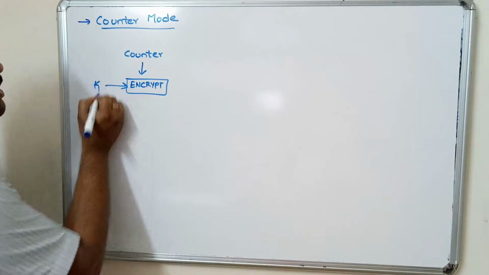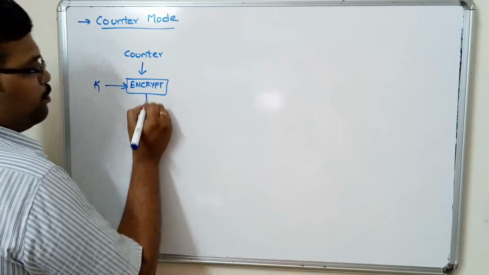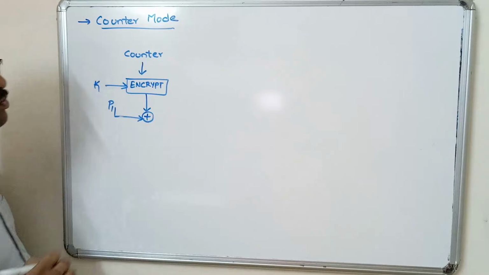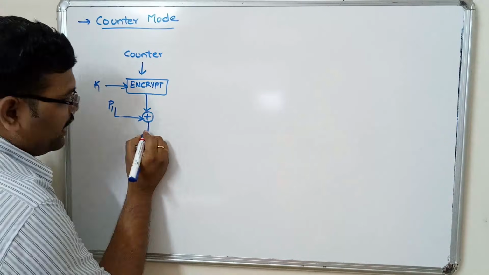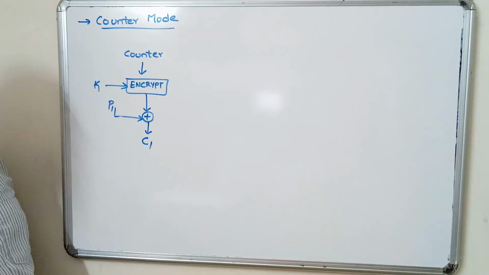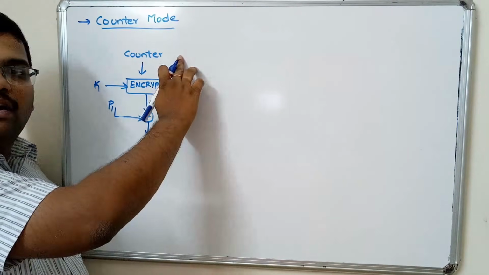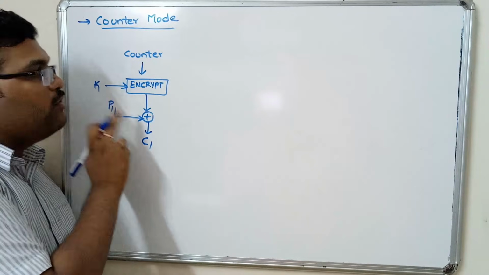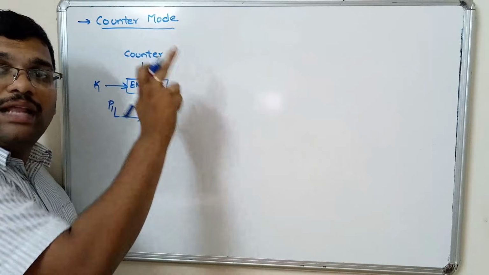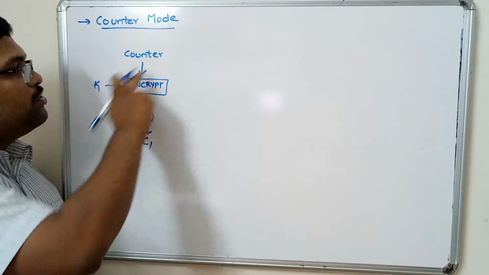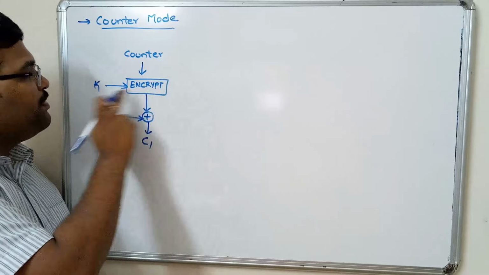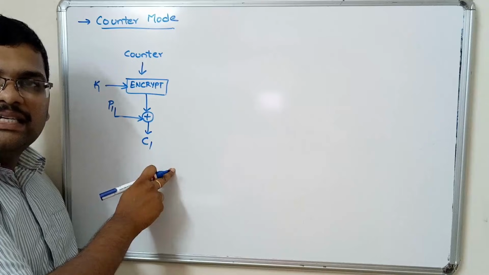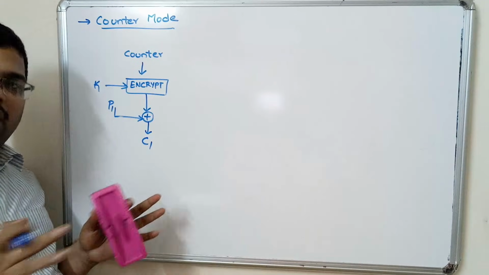Here we will use the key, and the output will be XORed with the plain text, so that we will get ciphertext C1. Right? The counter length and the plain text length must be the same. So we have to consider a counter value equal to the length of the plain text block. Encrypt this counter value using some key and XOR with the plain text block, so that we will get the ciphertext. So here there is no chaining or feedback.